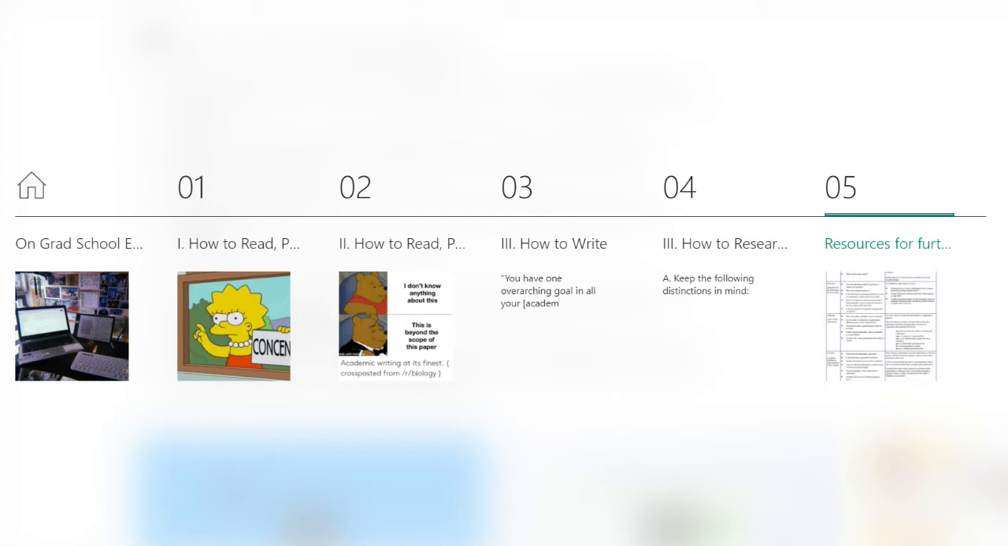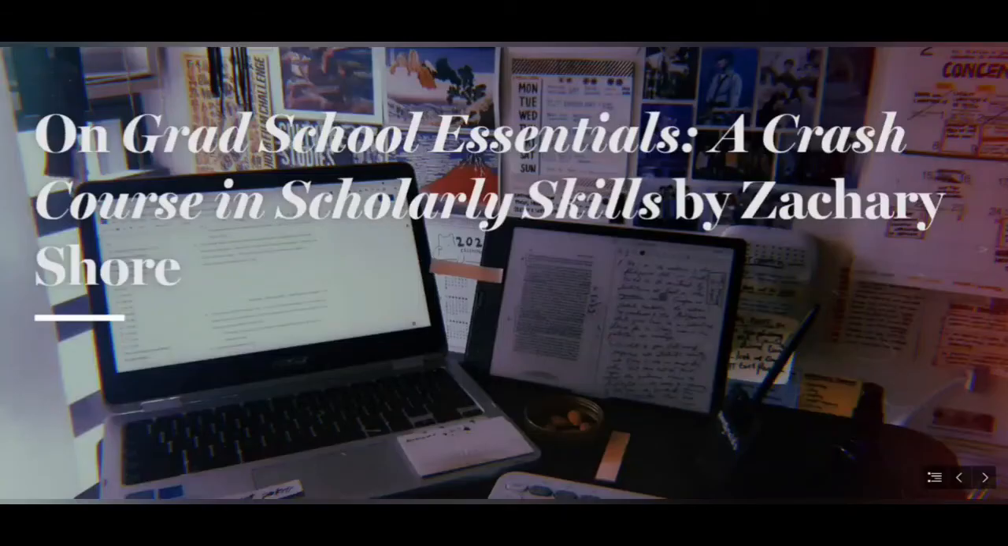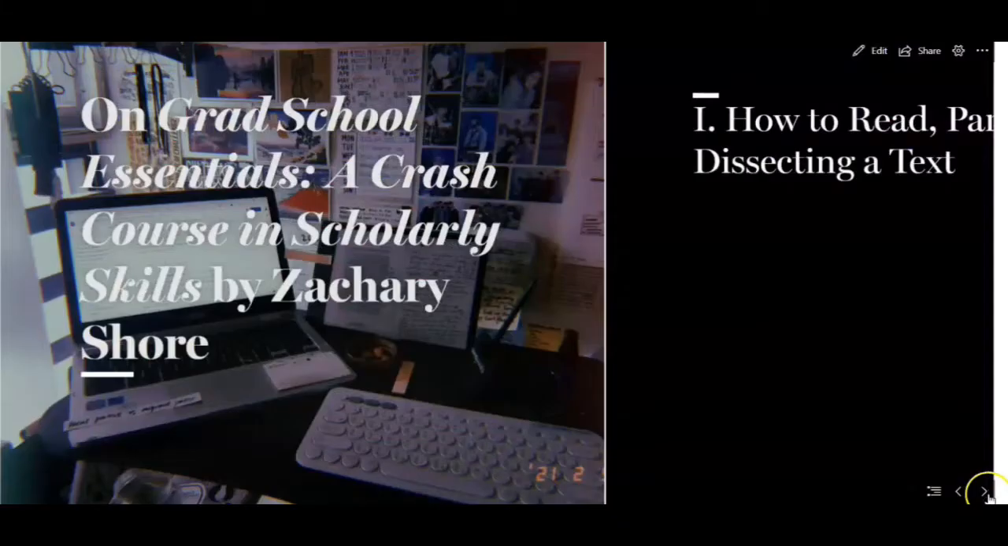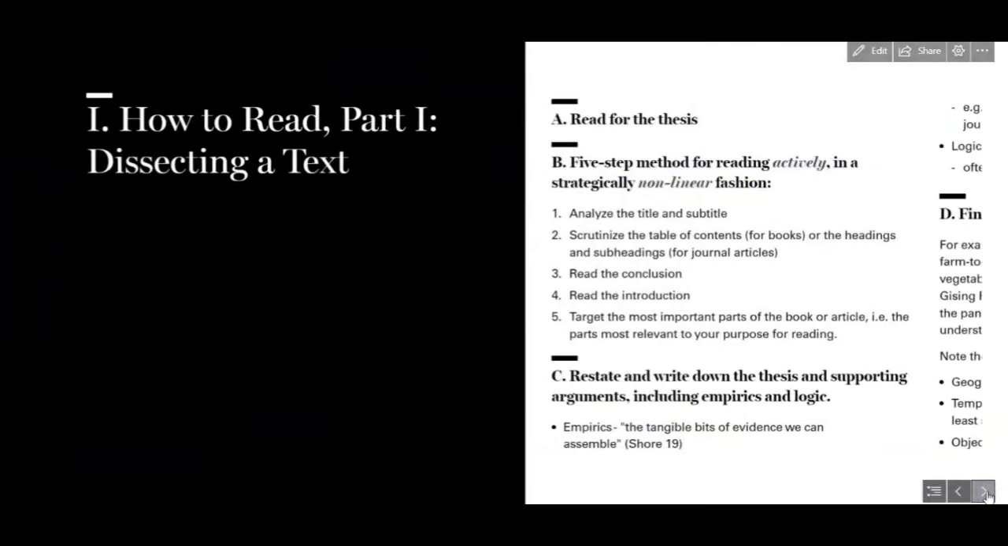The book also has a section on how to write, how to speak, how to act, and how to do research in academic settings. So for this lecture, we'll just be discussing how to read part one, how to read part two, how to write, and how to do research. All right, let's start. So the first part is how to read part one, dissecting a text.